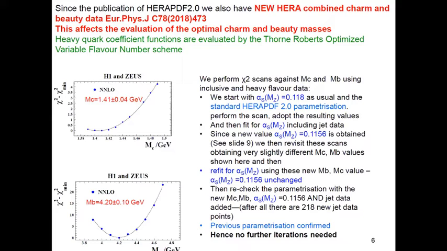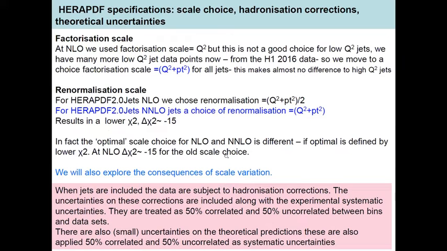So you have to go back and check that it's okay again. And then you have to check that it's okay with your parameterization again, and so on. So we iterate around until there are no further changes, basically. Then there are certain choices you have to make when you're putting in the jets.